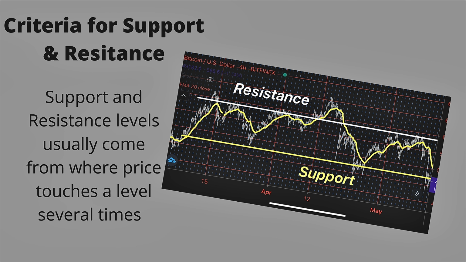So before going any further, we need to know the basic criteria for support and resistance. So when you're looking for your support and resistance levels, you're pretty much looking for where the price has hit a level a number of times.